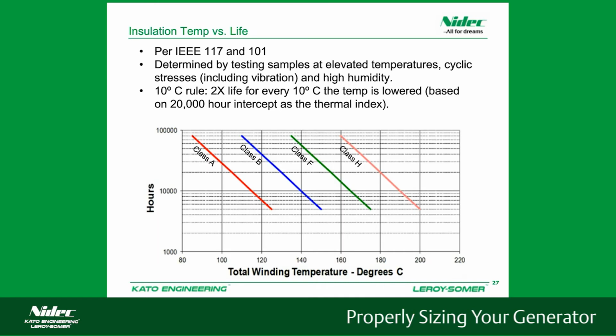So as we can see, for a Class B at 120 degrees, we would expect that machine to run about 30,000 hours. Well, if we look at the Class H rise, and we extrapolate that back all the way to 120 degrees, if we run that machine that's rated at Class H, but only run it at 120 degrees, we'll get much more life out of that generator, and we won't be worried about being limited by the thermal aging on the coils.